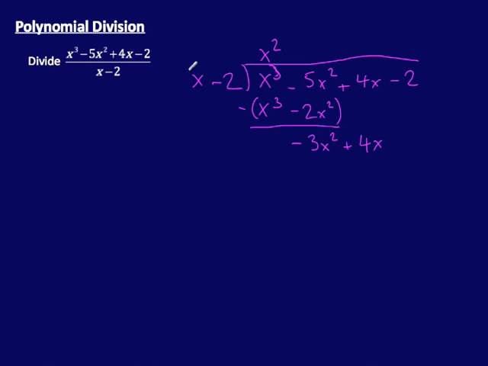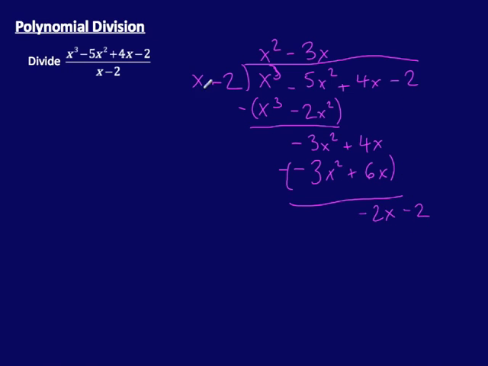What do I need to multiply x by to get negative 3x squared? I need to multiply by negative 3x. So negative 3x times x is negative 3x squared. Negative 2 times negative 3x is positive 6x. And again, we subtract. The negative 3x squareds disappear. 4x minus 6x is negative 2x. And we bring down the negative 2.